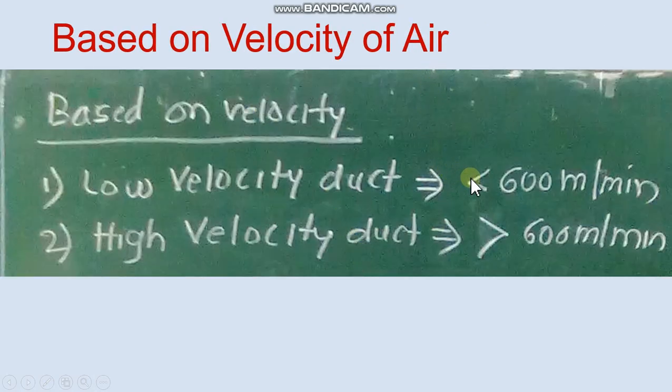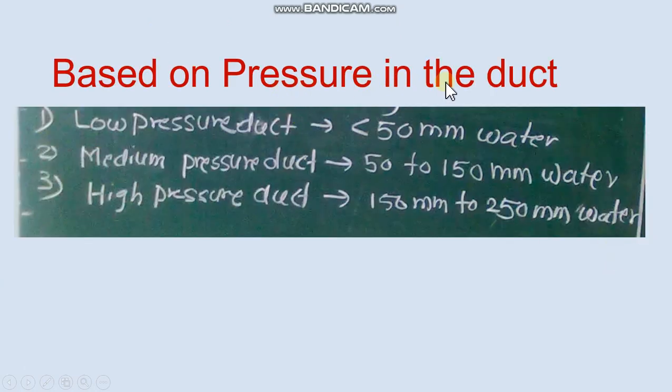Based on velocity, a low velocity duct has velocity less than 600 meter per minute, while a high velocity duct has air velocity greater than 600 meter per minute. As far as pressure is concerned, low pressure ducts have pressure less than 50 mm of water. Medium pressure ducts have a pressure range of 50 to 150 mm of water. High pressure ducts have a pressure range of 150 to 250 mm of water.